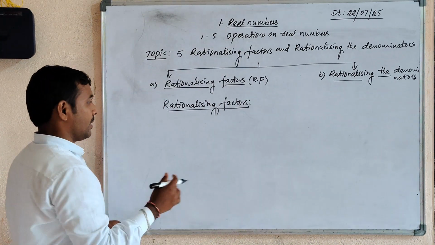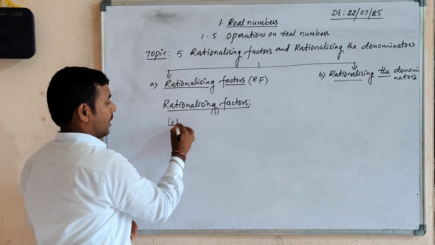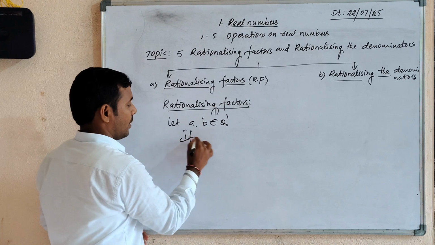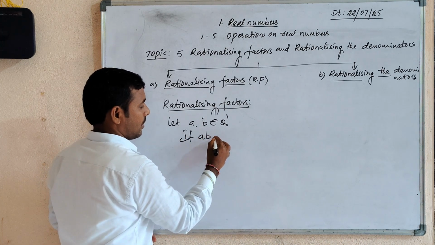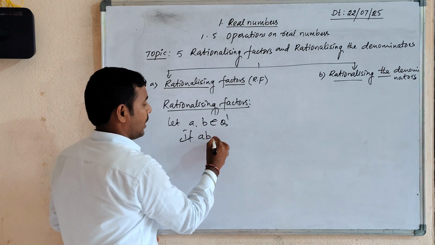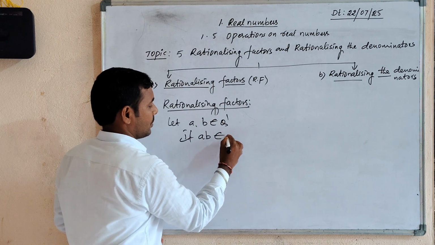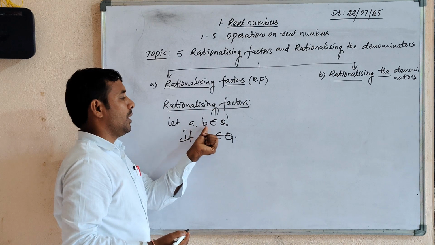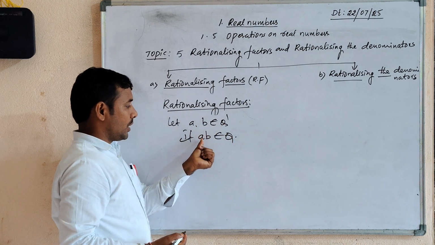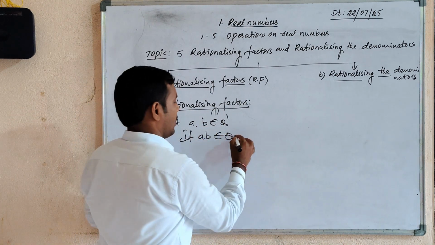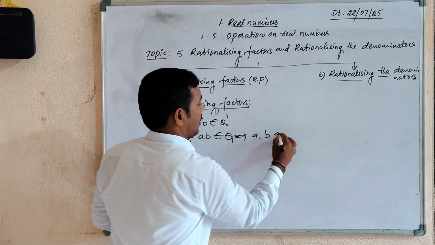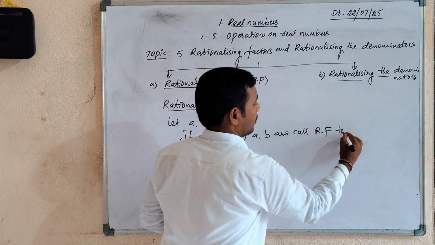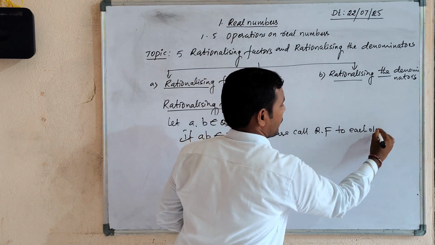Very nicely. See, beta, see carefully. Let a, b belong to the irrationals. If a and b are two irrational numbers and their product is rational, then a, b are called rationalizing factors to each other.